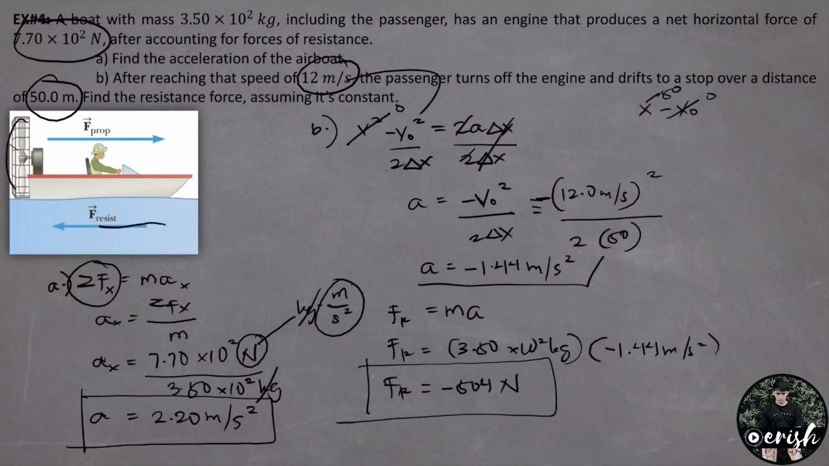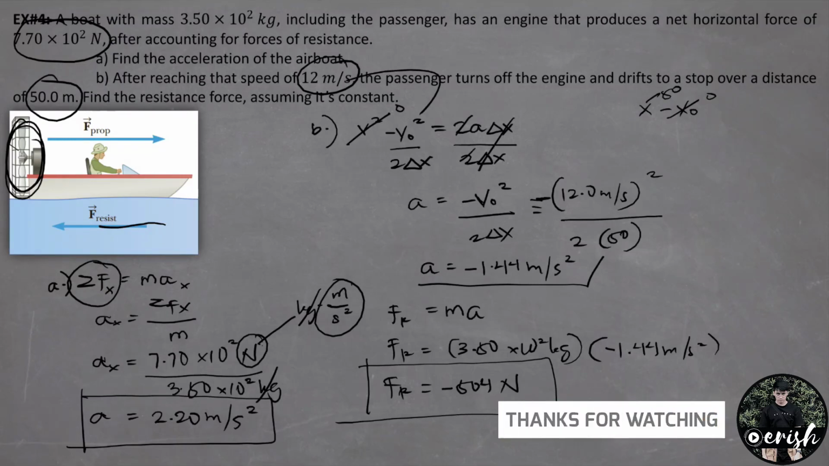Itong part na to, which is what we call the propeller, ay nag-exert ng force on the air, pushing it backwards behind the boat. Tinutulak niya yung boat para mag-move forward, and at the same time, yung air naman ay nag-exert ng force on the propeller and consequently on the airboat. So this is example number 4.